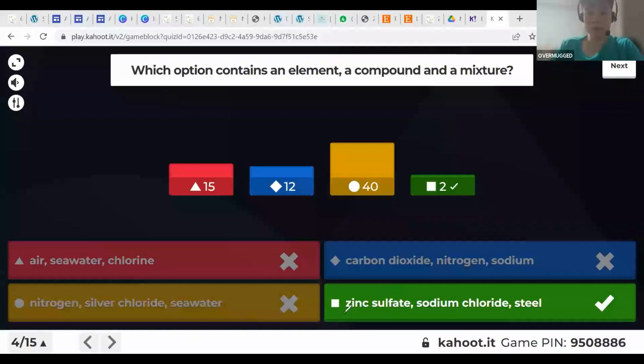Okay. Whoops. Okay, this is the wrong answer. This is a mixture. This is compounds. Sorry about that. 40 to 40.